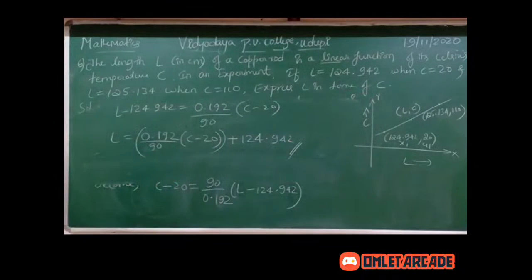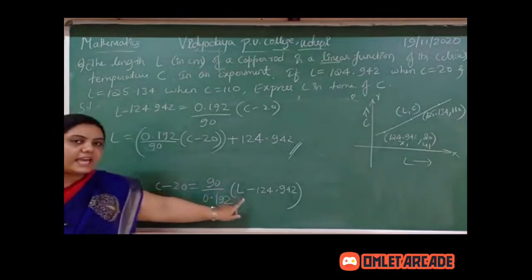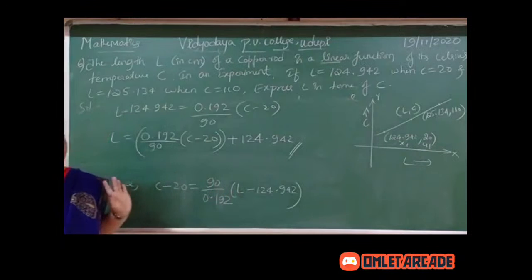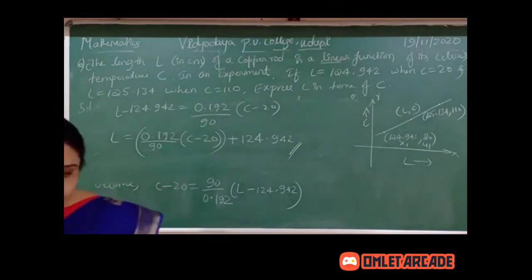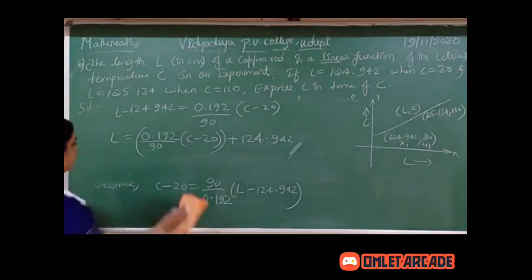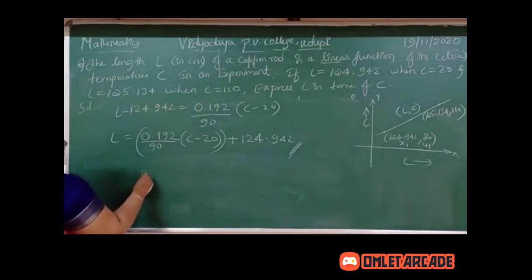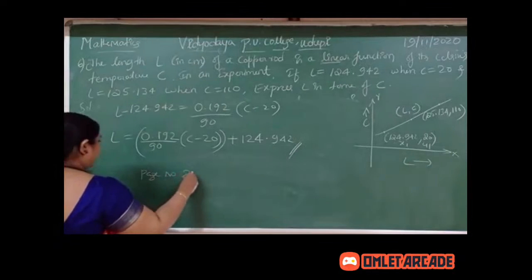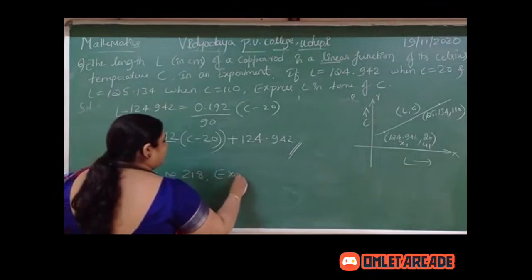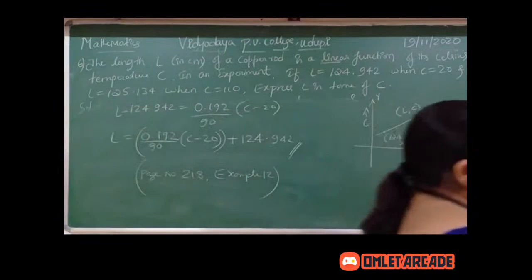Here we used the two-point formula to find the equation, and we considered x and y as L and C. Do you get this? So this is from the two-point formula. You have the same type of question in the textbook, page number 280, example number 12. Let me write it down, and you just do it by yourself.